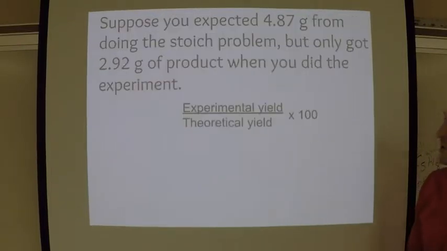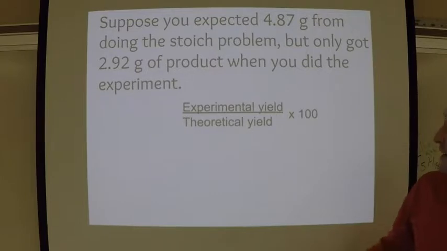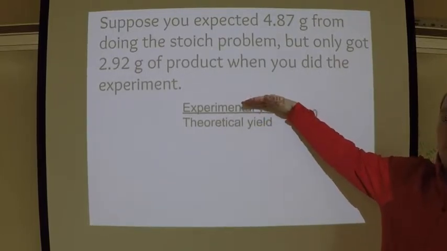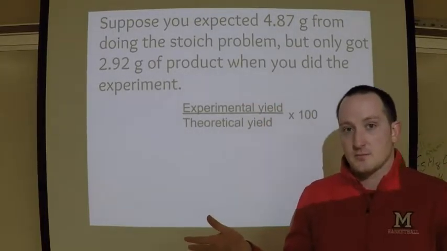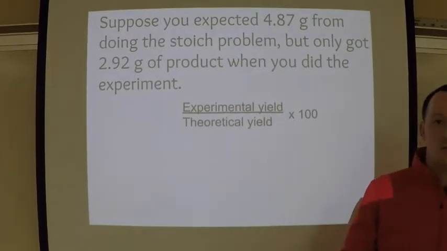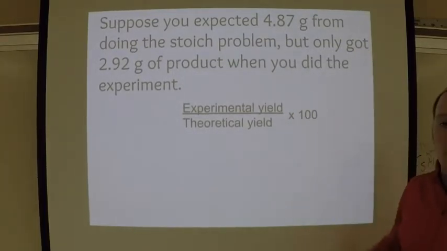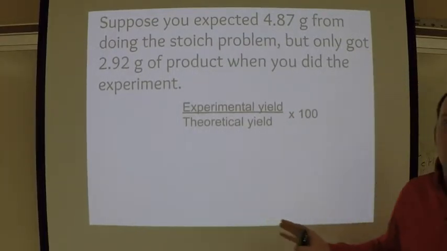Here's how you find percent yield of a reaction. Okay? Percent yield of a reaction is the experimental yield, which is how much you actually got, divided by the theoretical yield, how much you should have gotten. And again, to change it to a percent, just like in last unit, we multiply by 100. So here's an example question.